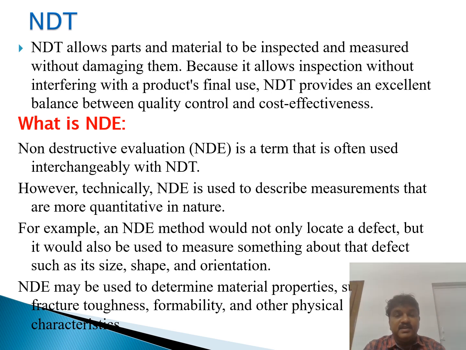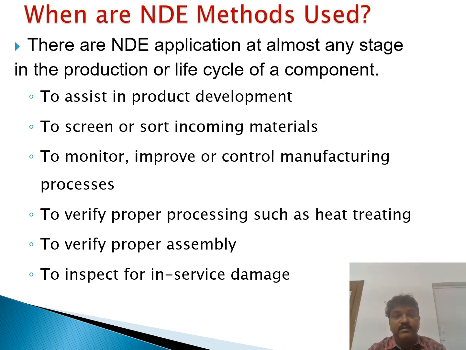For example, an NDE method would not only locate a defect, but it would also be used to measure something about the defect, such as size of the defect, shape of the defect, and orientation of the defect. NDE may be used to determine material properties such as fracture toughness, formability, and other physical characteristics. When are NDE methods used?